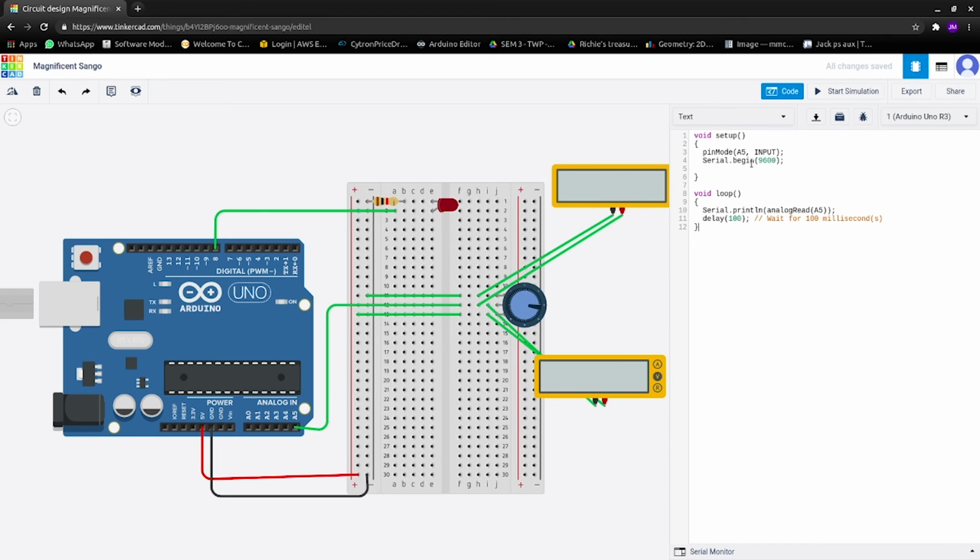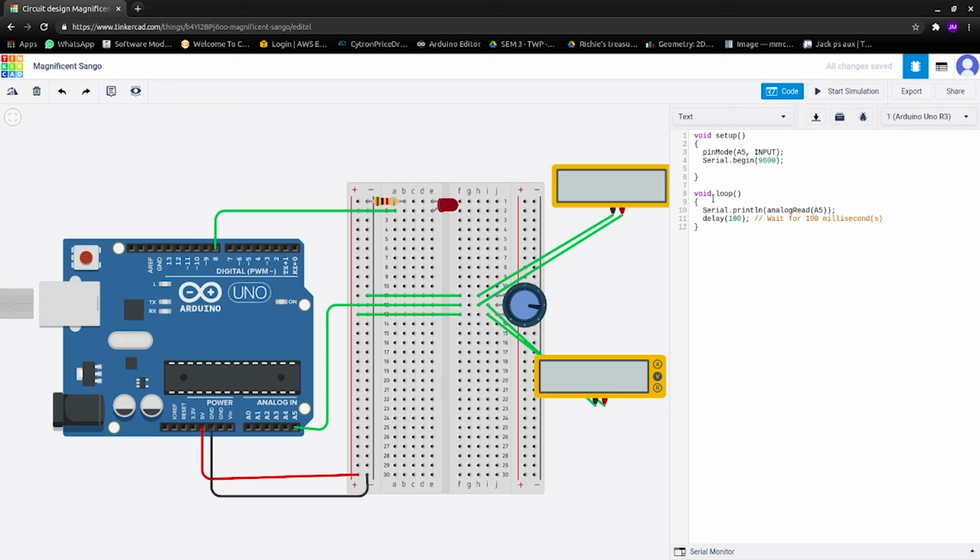Line 4 over here sets the sampling rate of the serial interface. Don't worry too much about it. This 9600 will be correct for you for 98.765% of the time. So just put 9600. But for those of you who are wondering what this is, the sampling rate, you're telling the serial interface that it should update itself 9600 times per second.